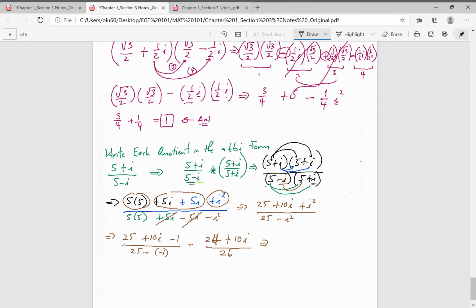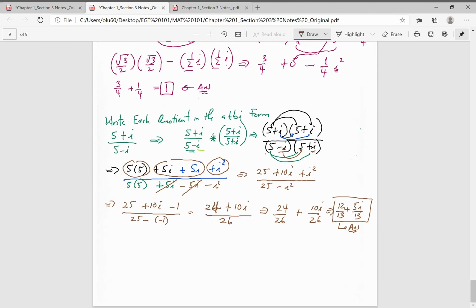So we want to put this in our a and b. The a plus bi form is going to be 24 over 26 plus 10i over 26. And then you can reduce this even further. It's going to be 12 over 13 plus 5i over 13. Okay, and this is going to be your answer.